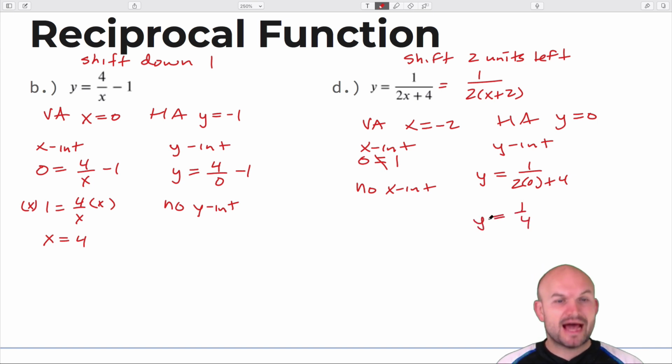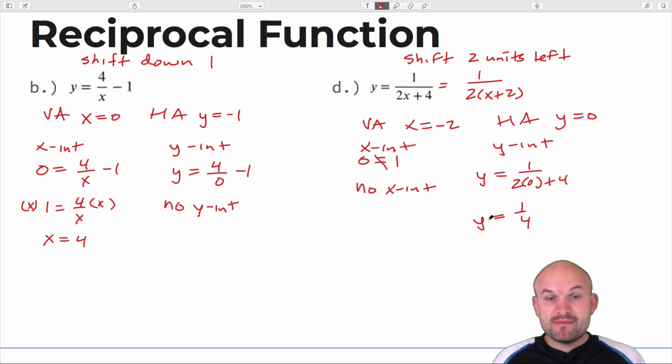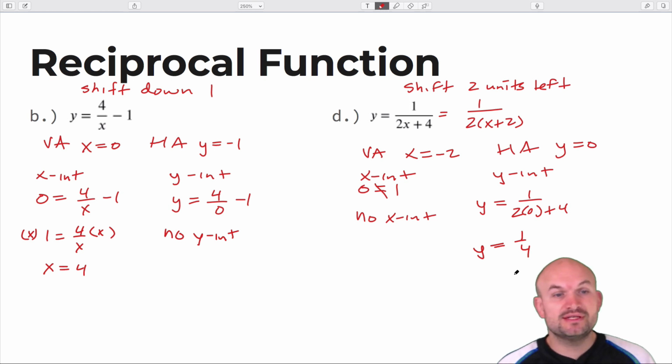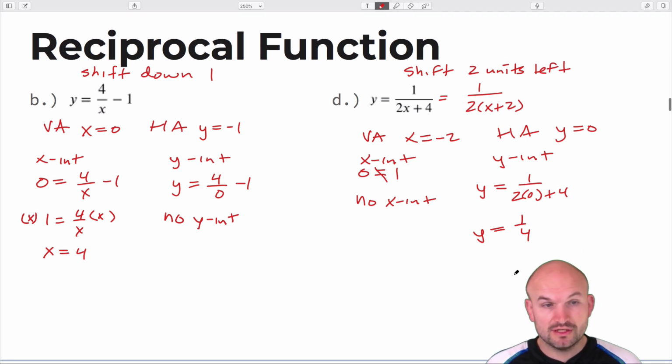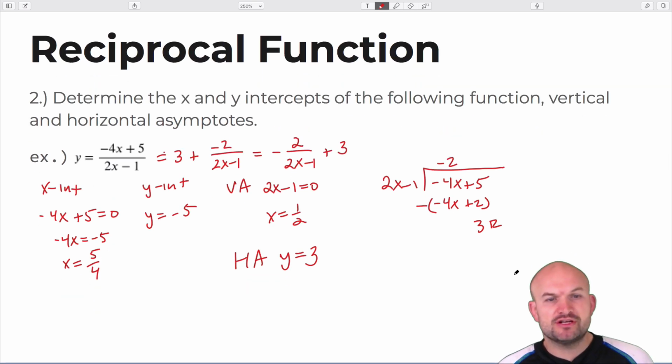Okay, so now we kind of went through a little bit of review, a little bit of fraction operations, and some basic things for students to remember. Now it's time to get into some more formal definitions for rational functions. All right, so now let's take a look at some different reciprocal functions. So in the next example, we have to determine the x and y-intercepts of the following functions, and the vertical and horizontal asymptotes.